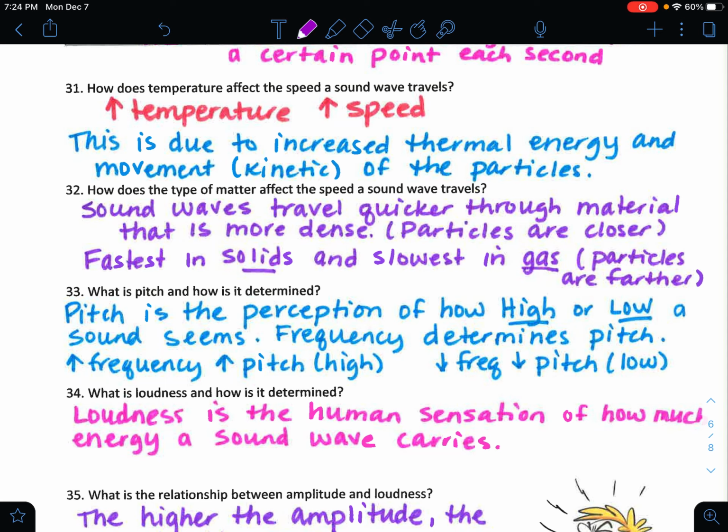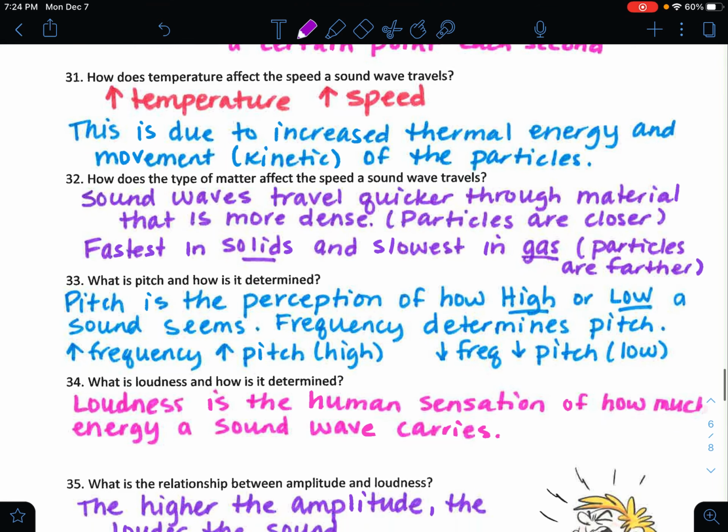So pitch. Pitch is the perception of how high or low a sound seems. Frequency determines pitch. Increase frequency, increase pitch. Decrease frequency, decrease pitch. This is when we did that tone generator with the really high frequencies, and we tried to figure out where you could hear it and where I couldn't hear it. That tone generator, that's what we were looking at. It's a perception of how high or low.